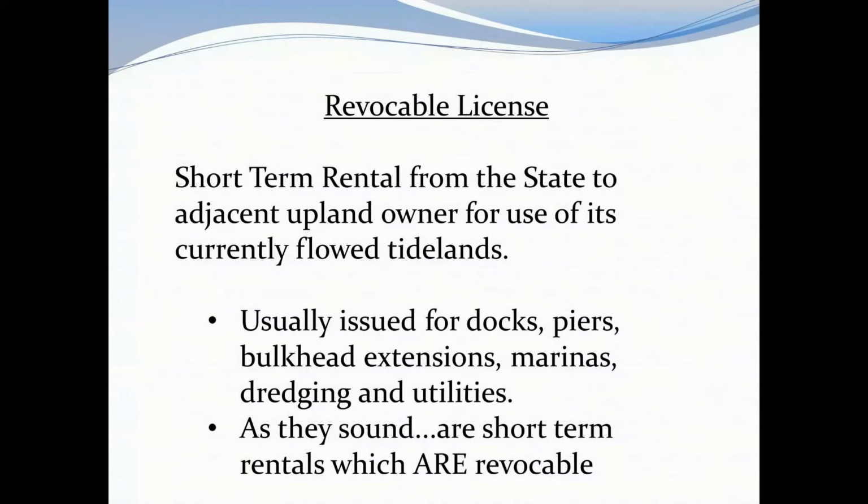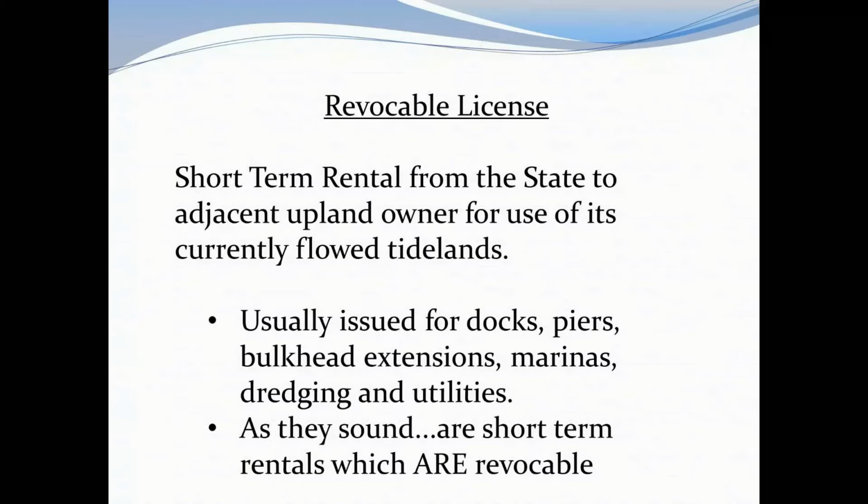Revocable licenses, on the other hand, are exactly the opposite in certain respects. They are a short-term rental from the state to the adjacent upland owner for the use of its currently flowed tidelands. Again, just a rental, not a conveyance. These instruments are usually issued for docks, piers, bulkhead extensions, marinas, dredging, and utility lines. And they're exactly as they sound. They are short-term rentals, which are revocable.